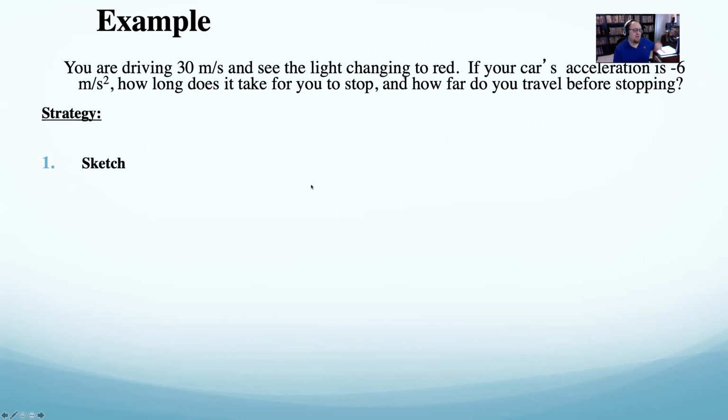I'm going to go through the steps I talked about last class. I'm going to draw it. This is what I got. I got a car moving. I got a car stopped. That's what I care about.